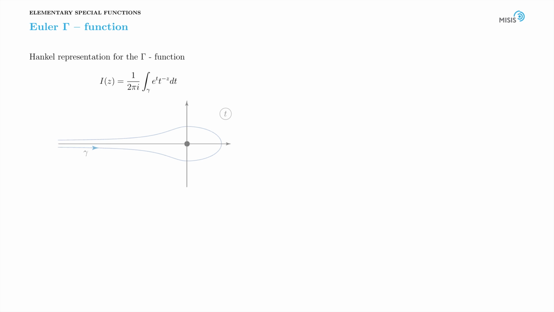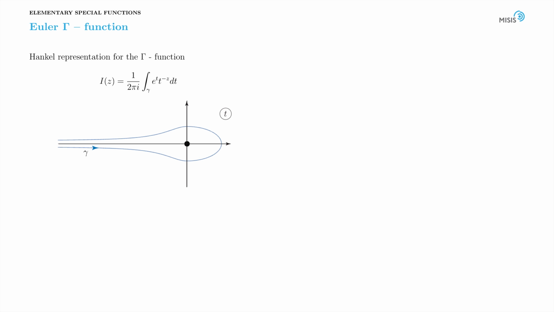Now I'd like to give you one very useful representation of the gamma function. It's called the Hankel representation. Let's consider the following integral, taken along the loop contour depicted in the figure. The contour itself is called the Hankel contour.